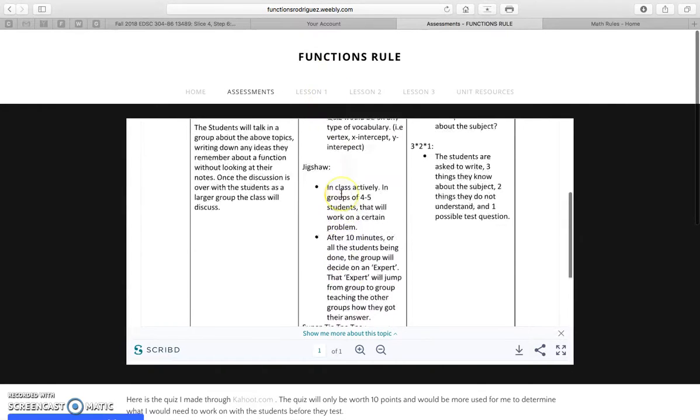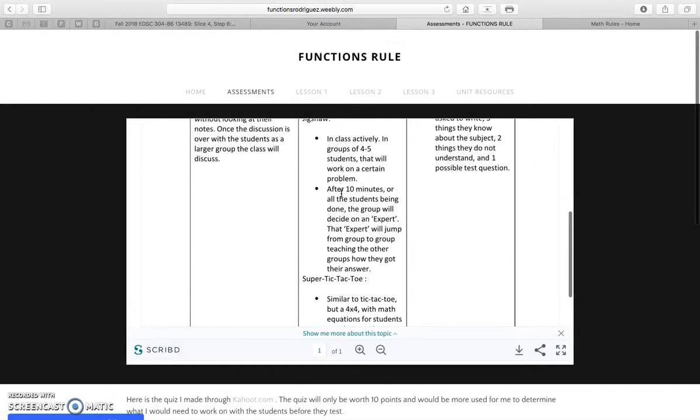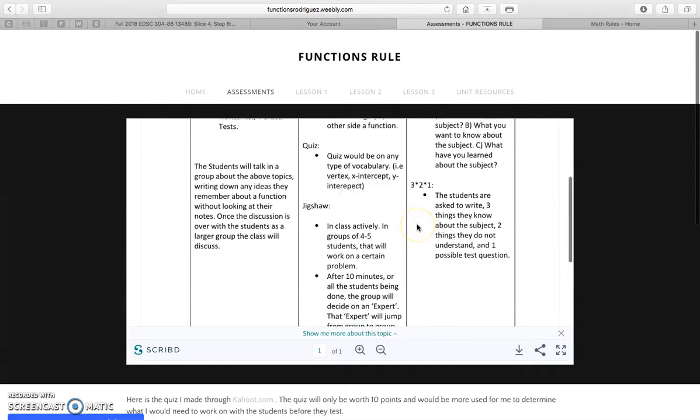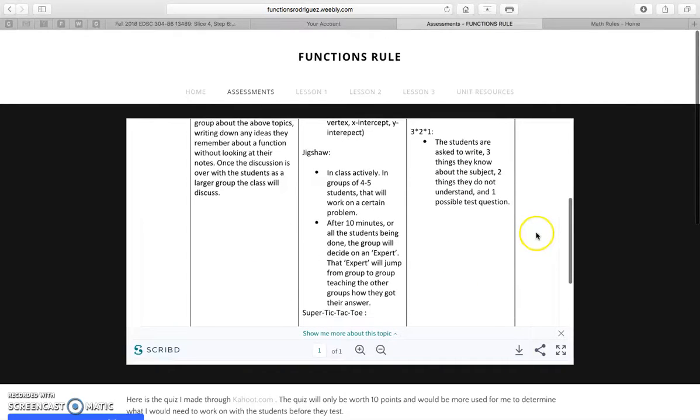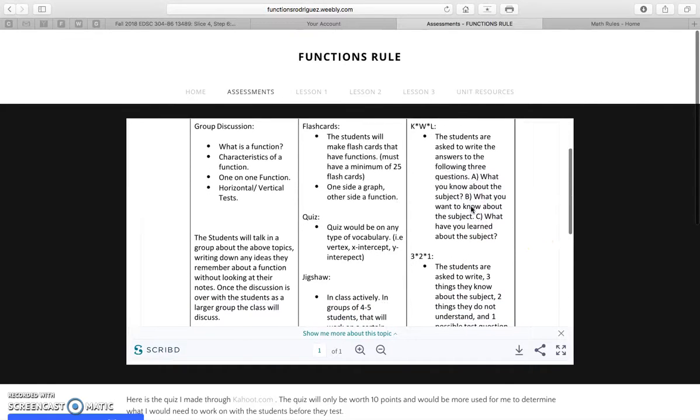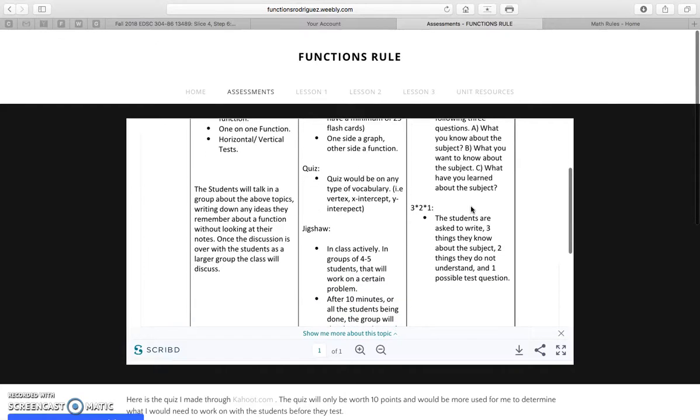Jigsaw and super tic-tac-toe are things I've seen before, but I've never really had the chance to use them in a bigger group. Basically, they help the students understand and learn better. And then for the summative, we're going to have KWL and 321, which are things that we would do more towards the end, around the time that we take a test on this material.